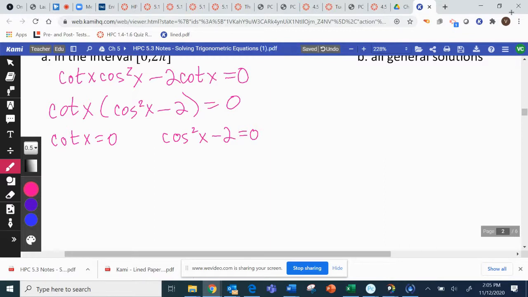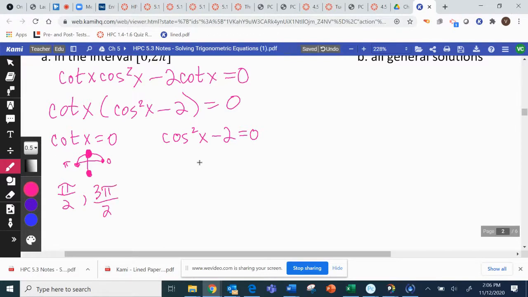So where's cotangent x equal to 0? No, that's where it's undefined. From 0 to pi, at the ends of it, it's undefined. So it's got to be pi over 2 and 3 pi over 2 would be where it is 0.